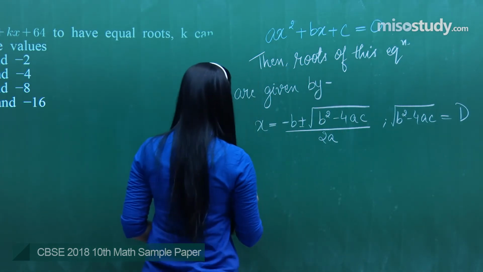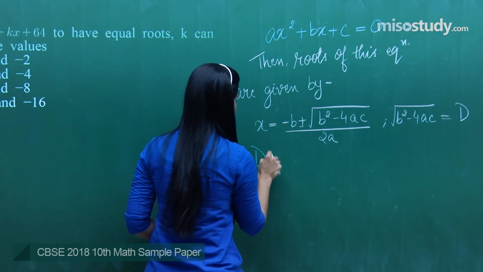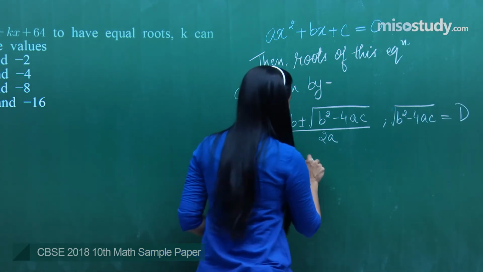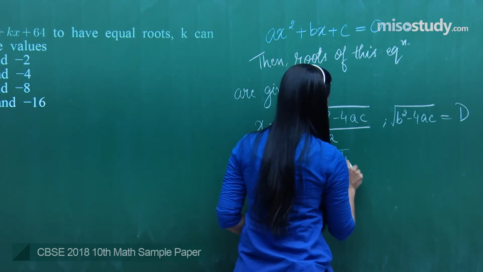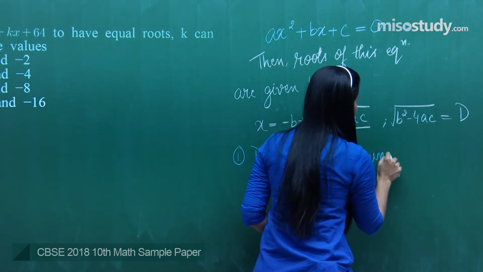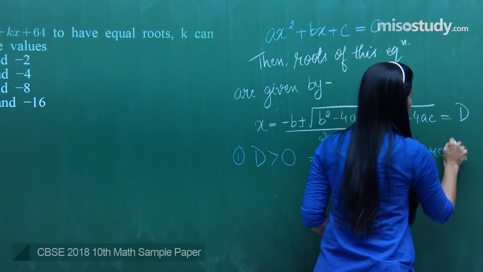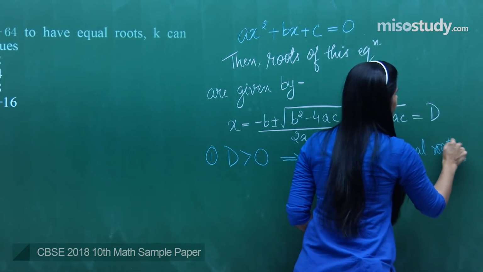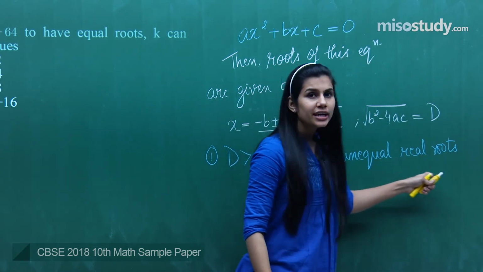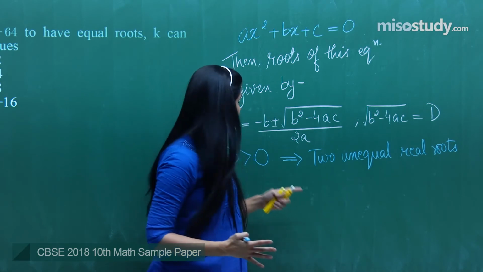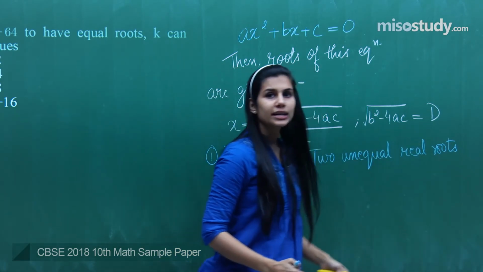Okay? And then three cases arise. If this D is strictly greater than 0, you know that you get two unequal real roots. So two unequal real roots of a quadratic equation can be obtained only when the discriminant is strictly positive.